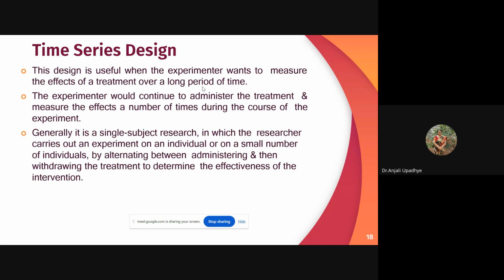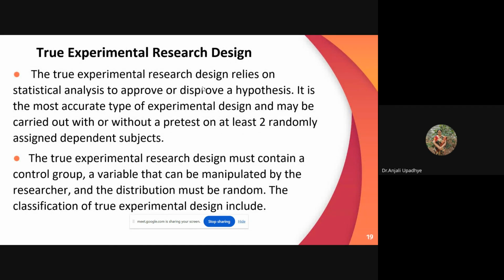This can also lead to falsification and fabrication of the data. It is possible in the time series, which is one type of quasi experiment. A true experimental research design relies on statistical analysis to approve or disapprove the hypothesis. An experimental design must have a hypothesis, and the statistical analysis will approve or disapprove the hypothesis. It may be parametric or non-parametric, and the data may be qualitative or quantitative.